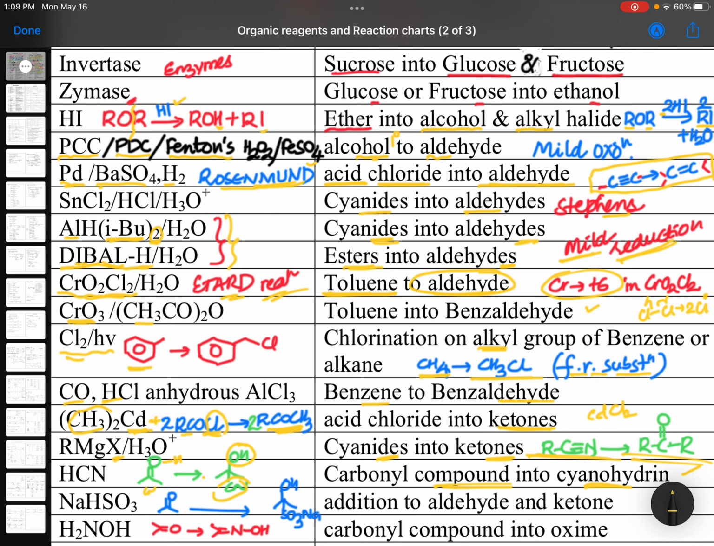NaHSO3 is for addition to aldehydes and ketones, which will give a product like this. Similarly, NH2OH is an addition-elimination reaction on carbonyl compounds, addition-elimination to form oximes. You can see here two hydrogens from here, oxygen gone, and you are getting here oxime.